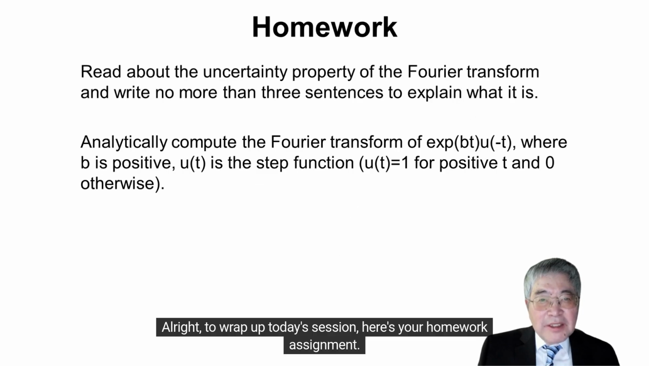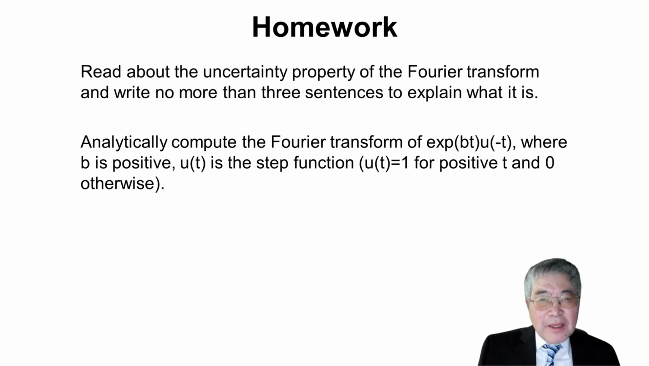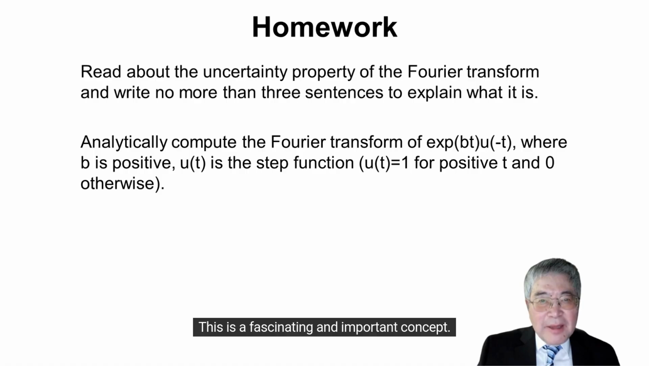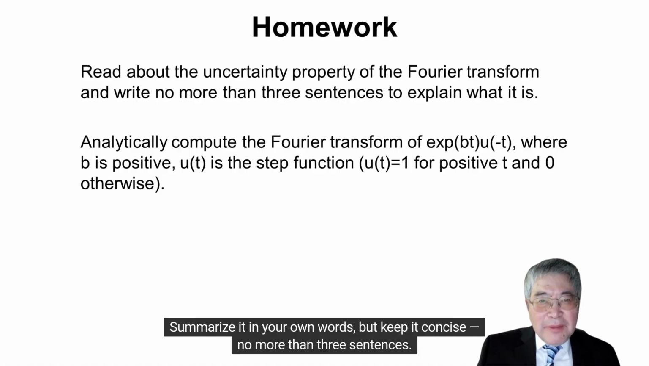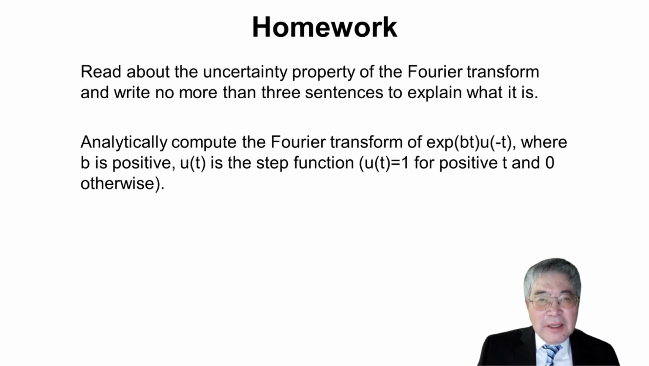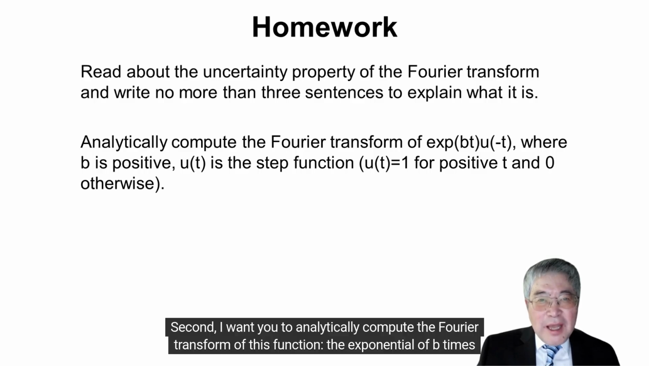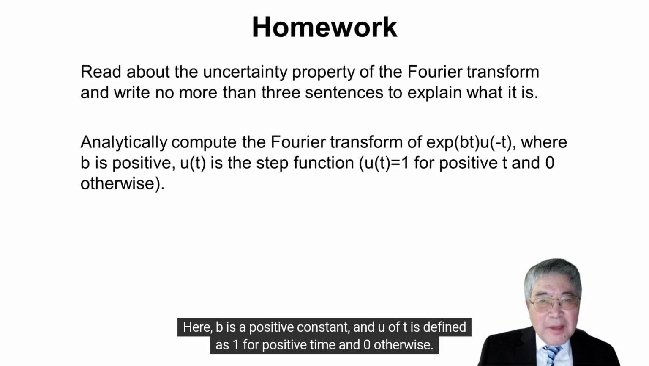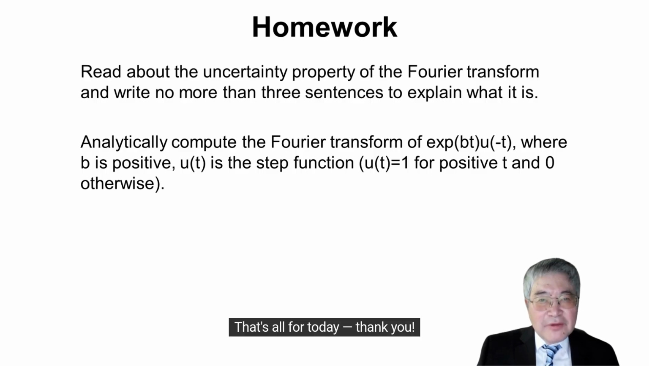Alright, to wrap up today's session, here's your homework assignment. First, I'd like you to read about the uncertainty principle of the Fourier transform. This is a fascinating and important concept. Summarize it in your own words, but keep it concise and no more than 3 sentences. Second, I want you to analytically compute the Fourier transform of this function, the exponential of b times t, multiplied by the step function u of negative t. Here, b is a positive constant, and u of t is defined as 1 for positive time and 0 otherwise. That's all for today. Thank you.